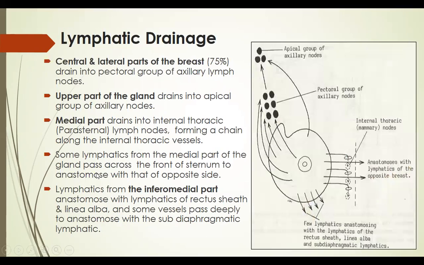Coming to the lymphatic drainage, they all drain into the axillary group of lymph nodes. Almost 75% drain from the central and lateral part of the breast into the pectoral group of lymph nodes. Around 25% from the medial part will drain into the parasternal group of lymph nodes and other groups. From the parasternal group, they cross to the other breast. So breast carcinoma in one gland can easily cross to the other side. Also, they can drain into the subdiaphragmatic lymphatics.